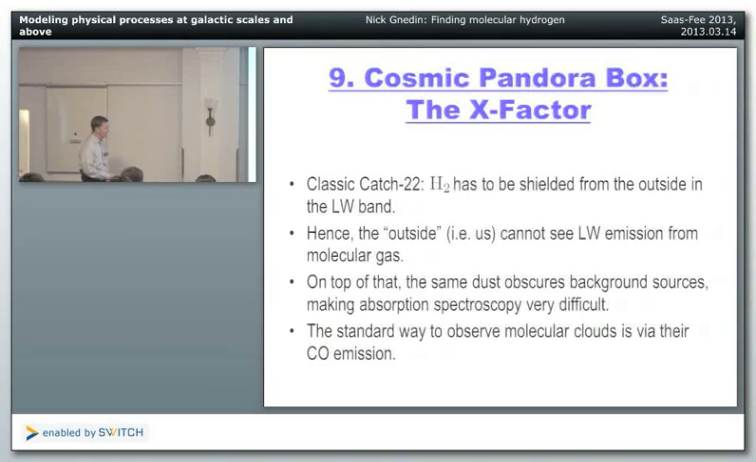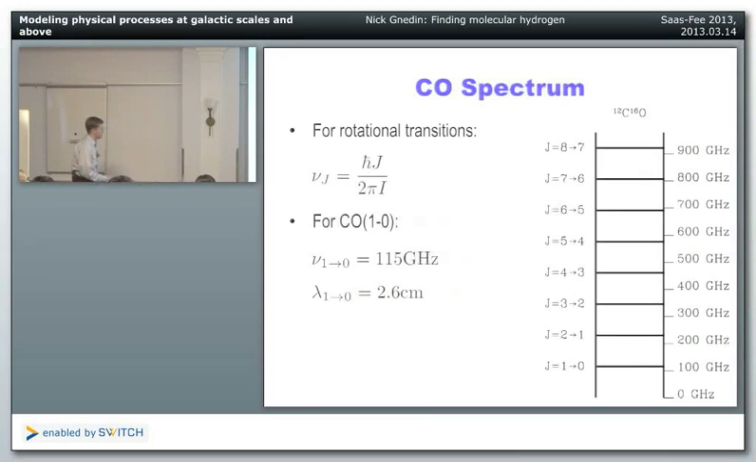And so the standard way to observe molecular clouds is via the CO emission. Ralph talked about this today, so I'm just repeating this very briefly. These are the rotational levels of CO. The first transition from the 1 to 0 rotational level happens at 115 gigahertz. It's 2.6 centimeters, almost exactly 1 inch, so Americans know what to choose as a unit of length. And then, of course, there are all the other transitions, which are just proportional.